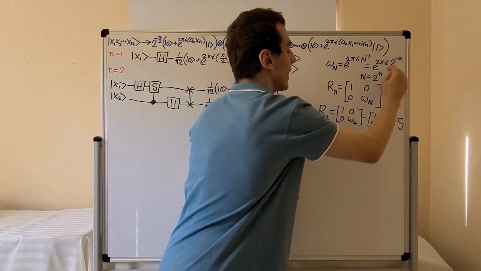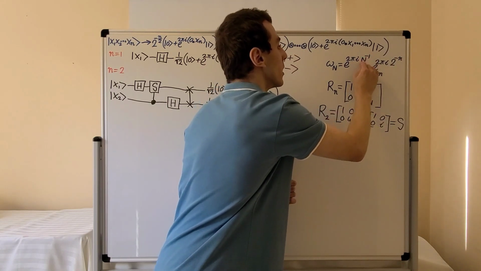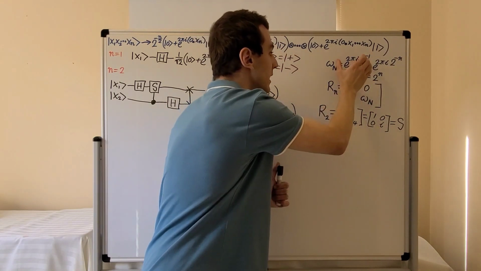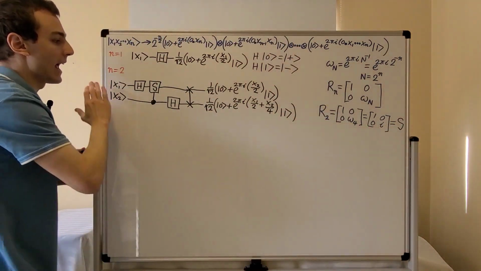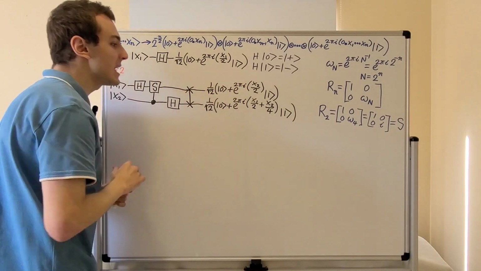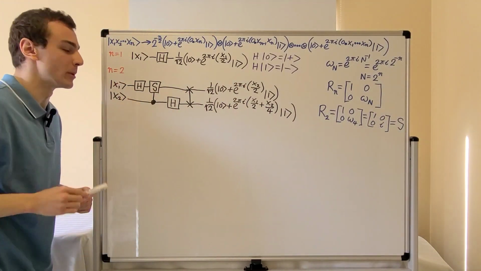You can substitute a little 2 over here, a 2 in the exponent, or you can substitute 4 for this value of n. And what you're going to get is i. So this is the S gate. And this over here is the implementation for the quantum Fourier transform if we're dealing with 2 qubits.